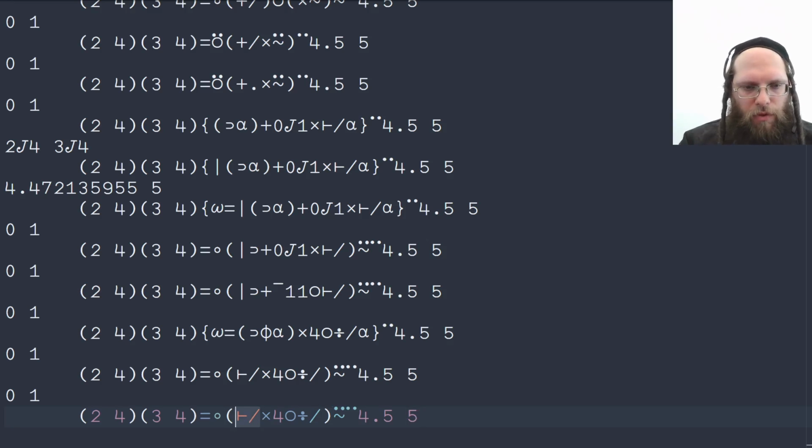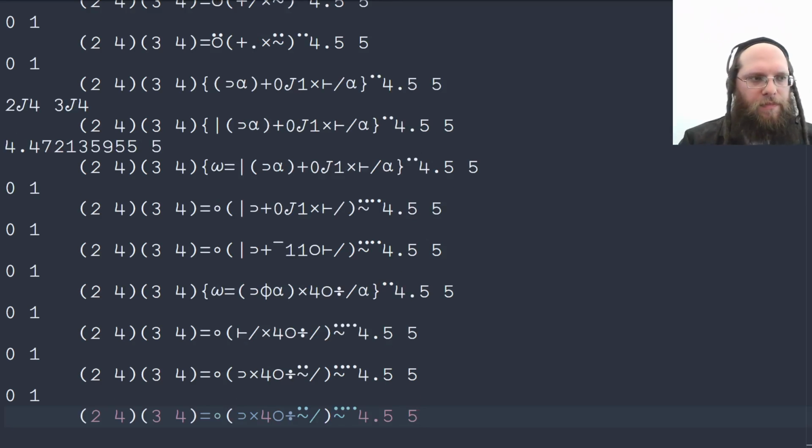Alternatively, we could use first, and we could commute the arguments of the division, and that would also work. But how does this actually work?